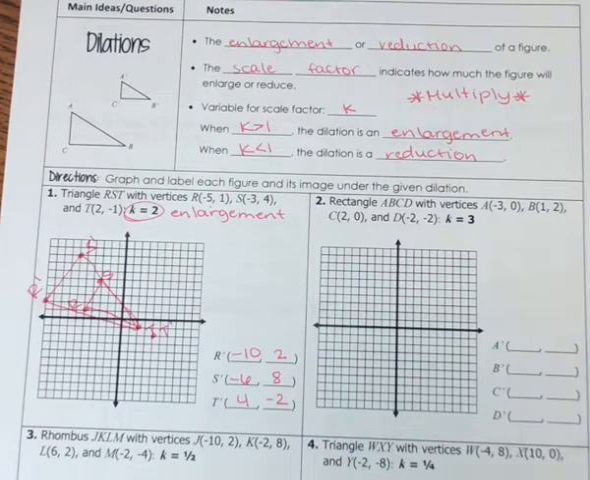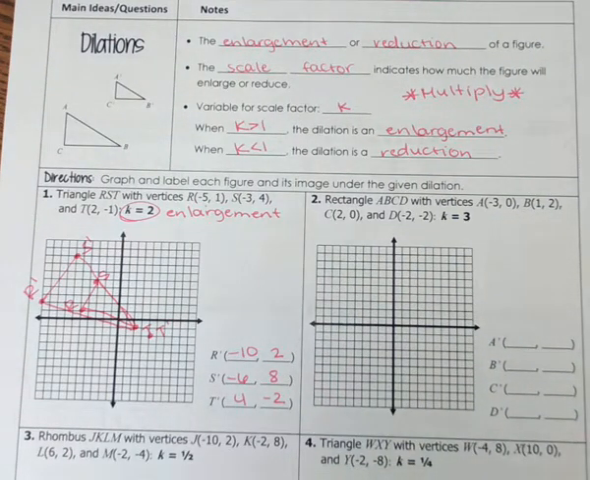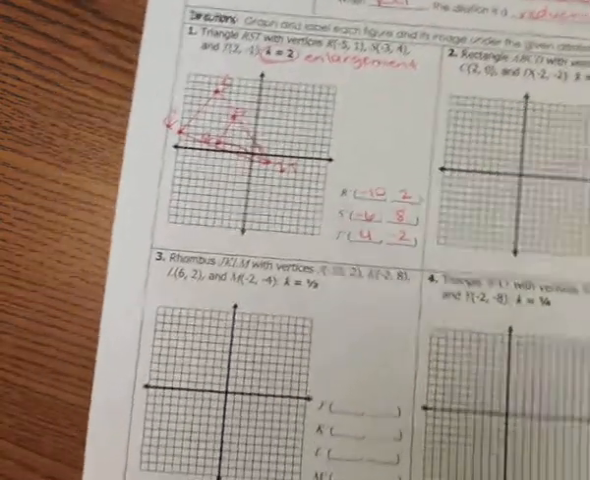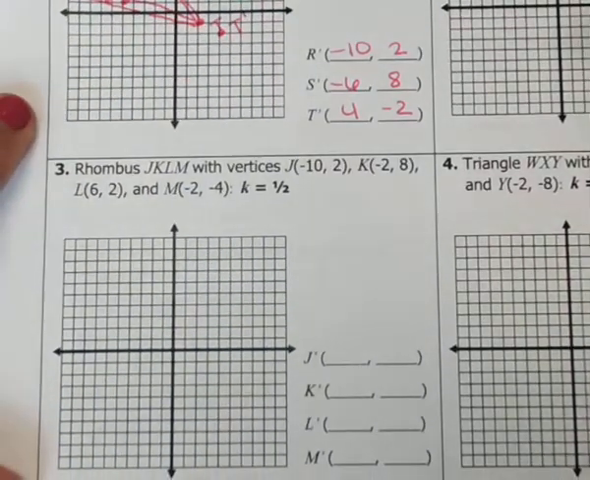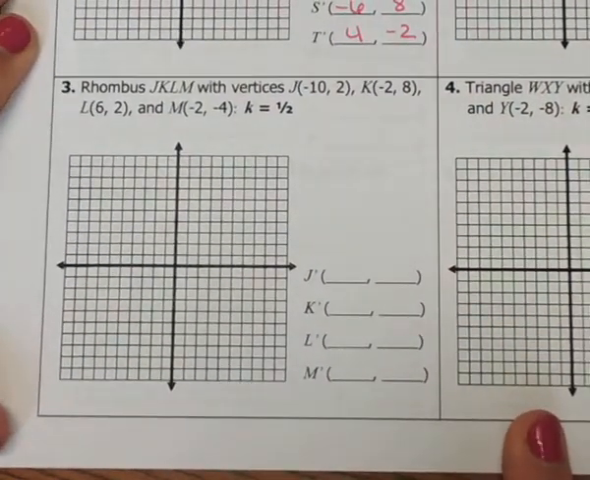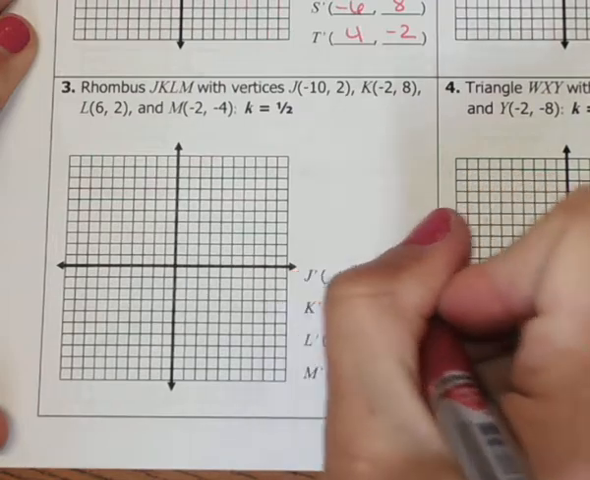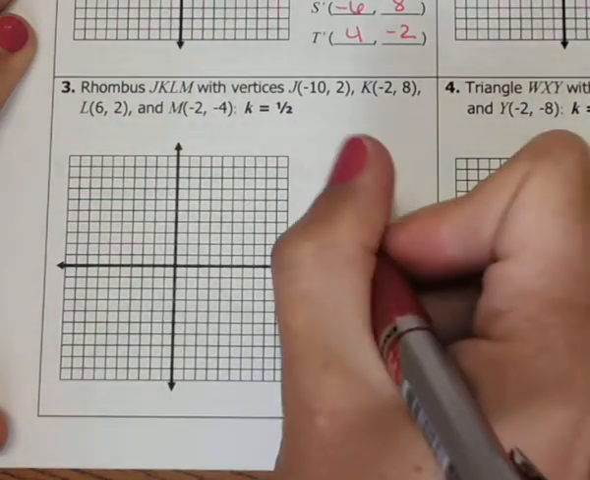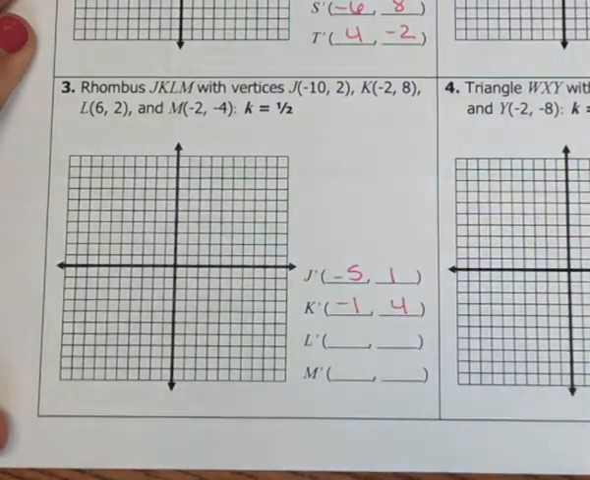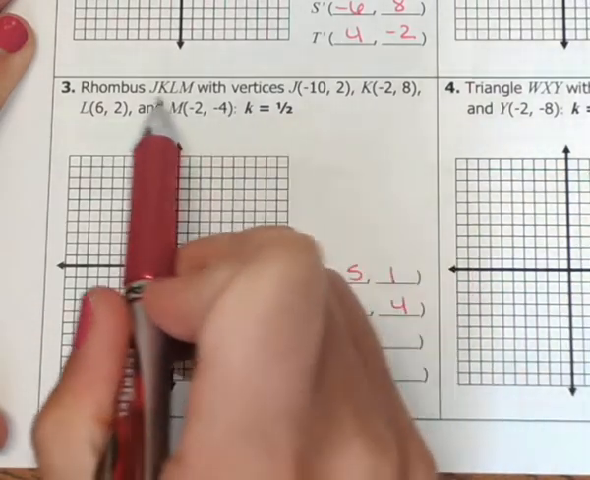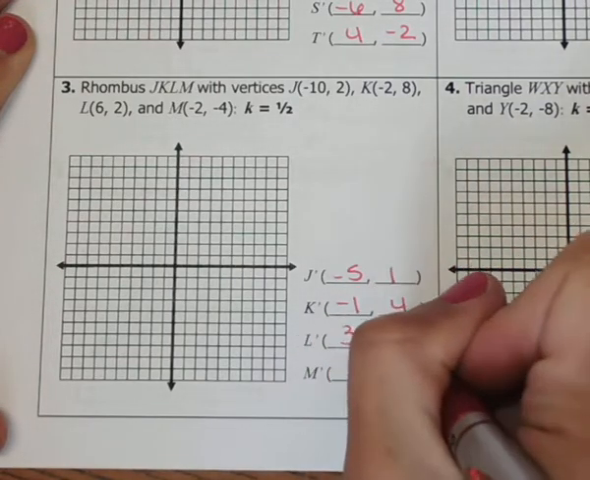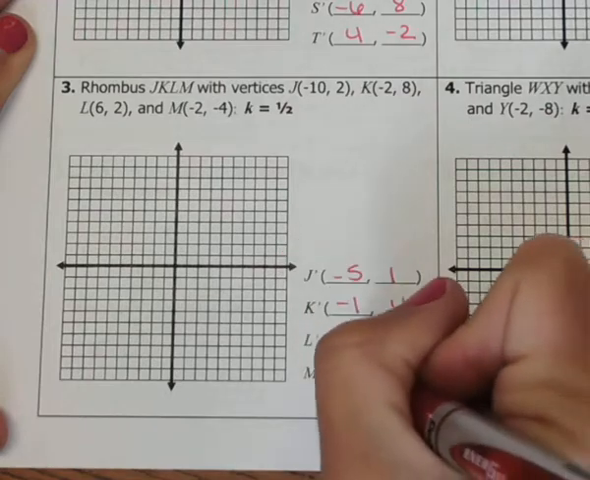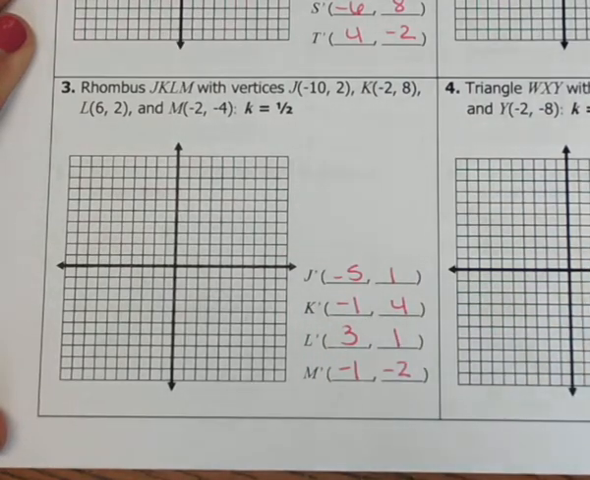All right. Let's skip to number 3. That's going to be a reduction. So we're multiplying everything by 1/2, which is the same thing as dividing everything by 2. So j prime is going to be negative 5, comma 1. K prime will be negative 1, comma 4. Dividing by 2, same thing as multiplying by 1/2. If the numbers ever get tricky, you may use a calculator. And here are my new vertices for the rhombus.